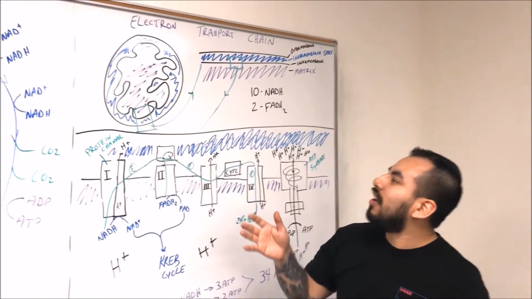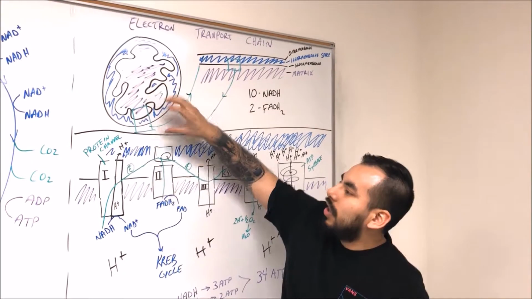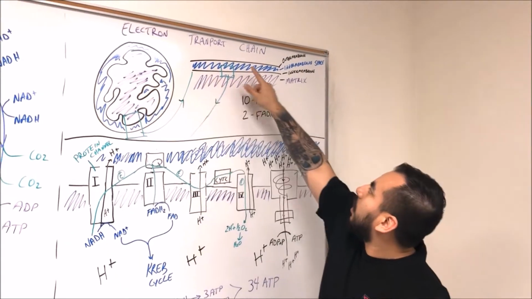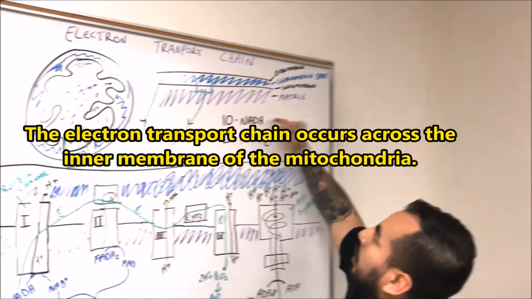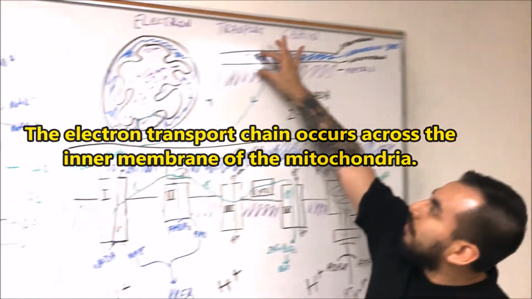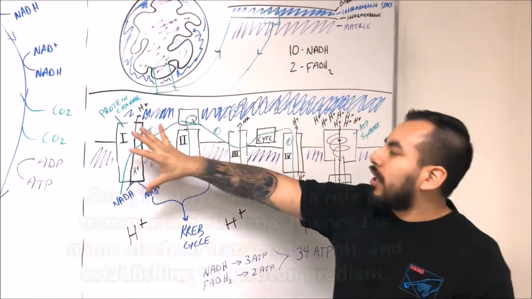So we're still in the mitochondria, and we're still requiring oxygen. With this, we're going to blow up this image right here. We're going to get the inner membrane and the outer membrane. This is the inside of the matrix, and this is called the inner membrane space. We're going to blow this up even further and zoom in over here.